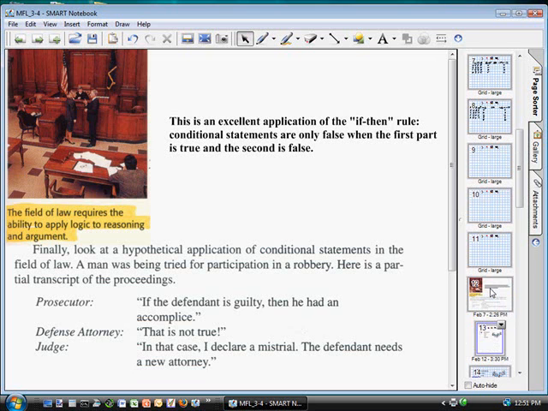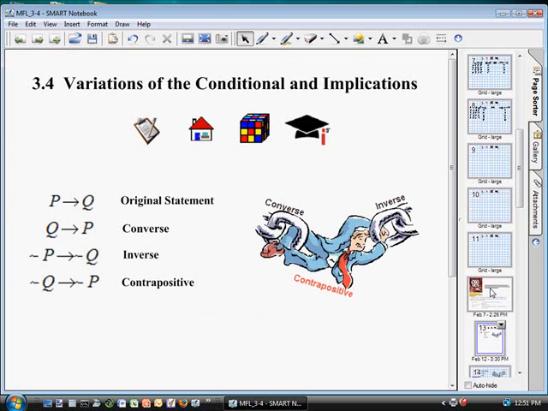Okay. Now, here we go. This is lesson 3.4. It's called Variations of the Condition. And I got a graphic there, but that's just like an intro.